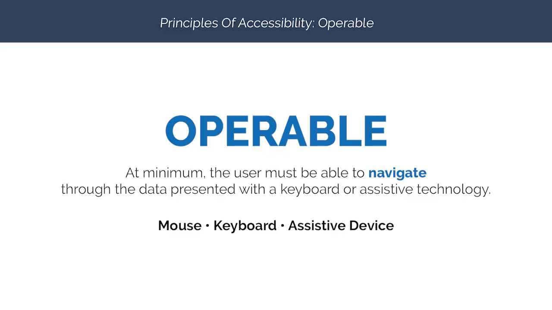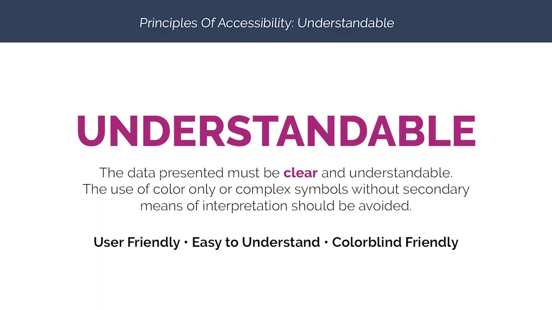Operable. At a minimum, the user must be able to navigate through the data presented with a keyboard or assistive technology. This goes hand in hand with perceivable. Maybe you've done your job by adding all the proper markup, but if someone can't use a keyboard to navigate the content, or in the case of things like pop-up windows, back to the original content, the presentation definitely isn't operable.